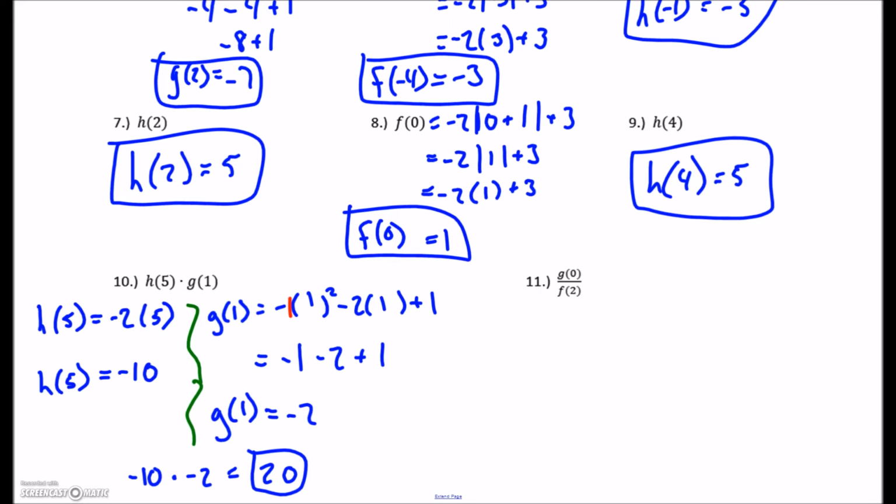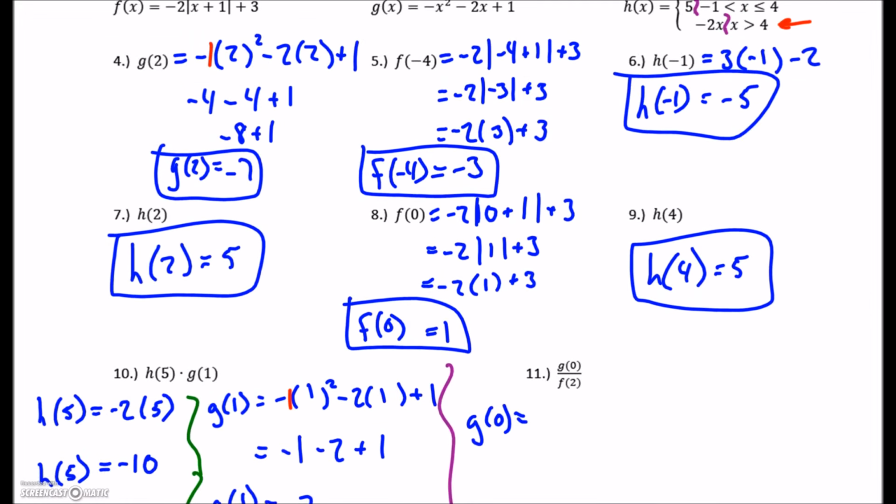The next one I'm going to do the same thing. Let me separate this out. So I'm going to do g of 0. So once again, my g of x function, if I scroll back up just a little bit, g of x was negative x squared minus 2x plus 1. But instead of the x, I'm going to be plugging in the 0. So I plug a 0 in for each of these. And when I simplify that, I find out that g of 0 equals 1.